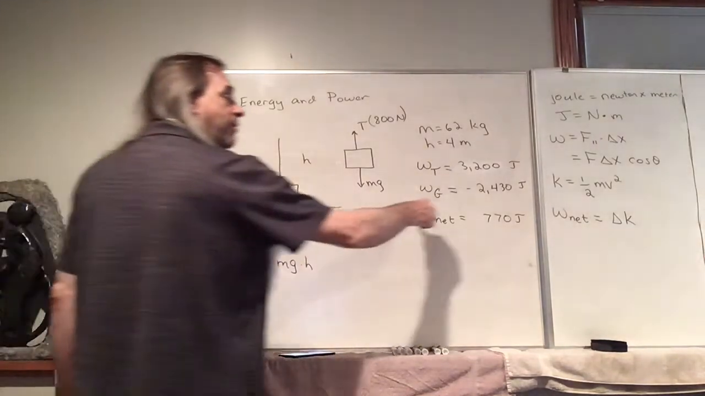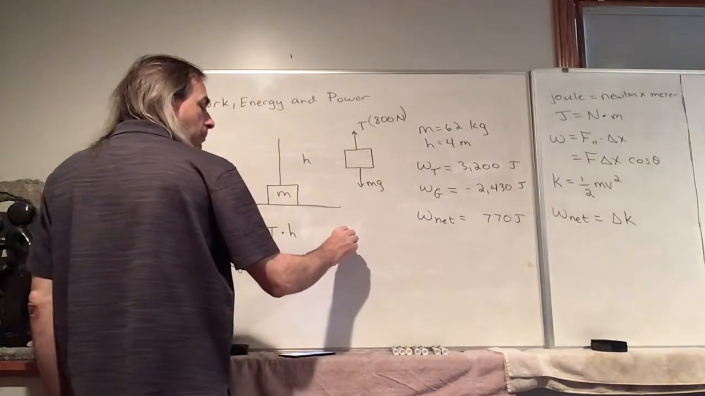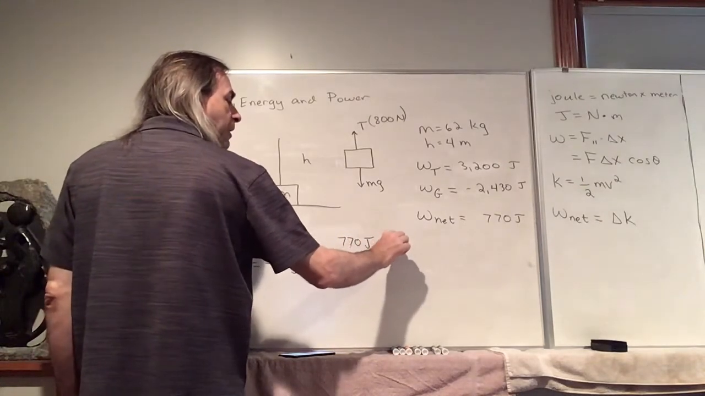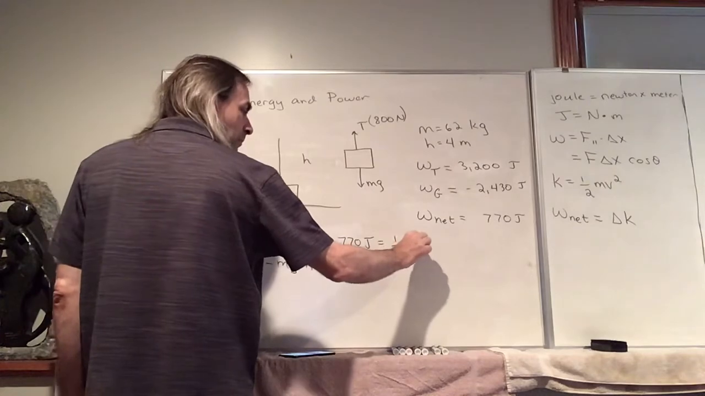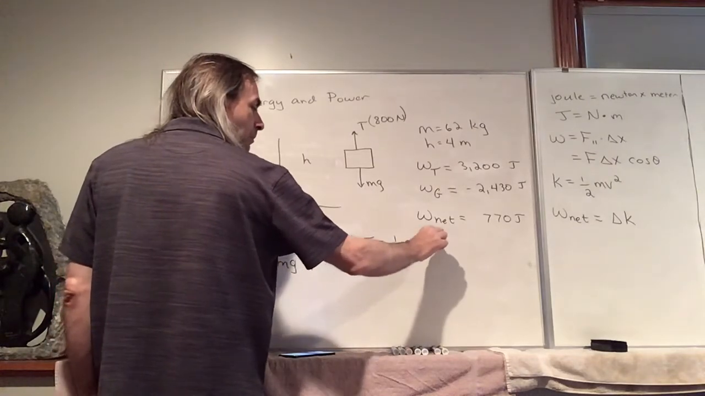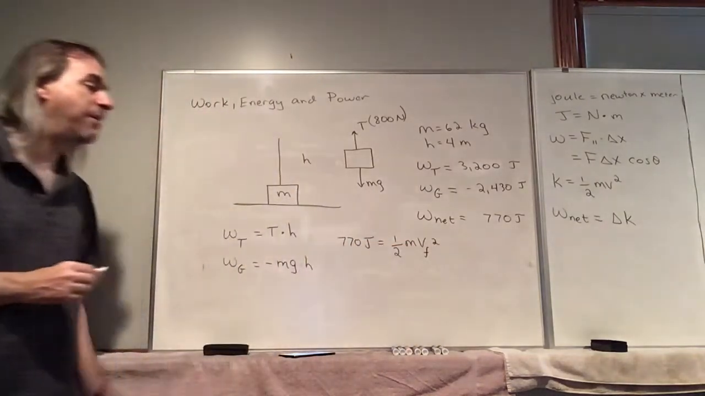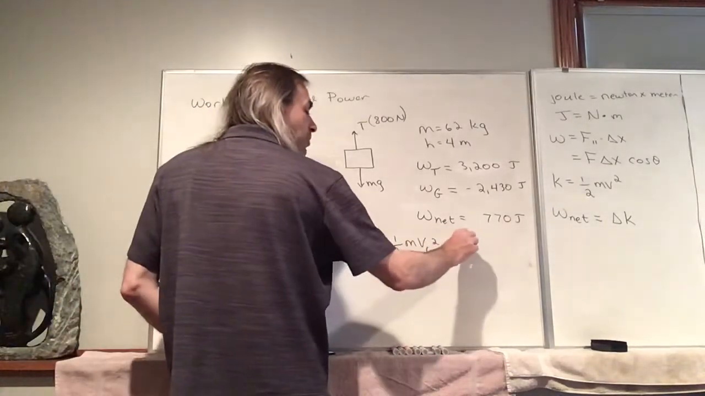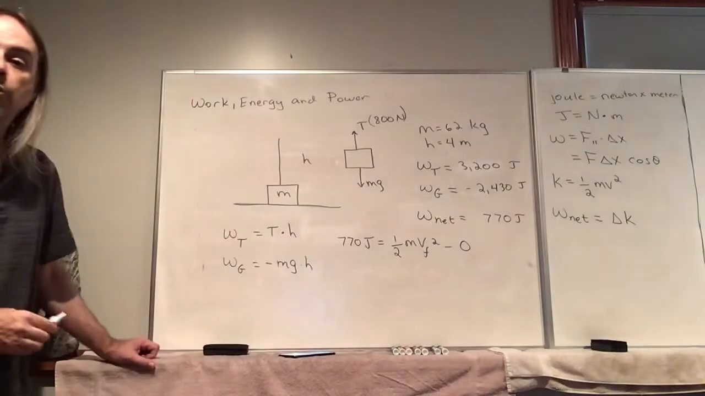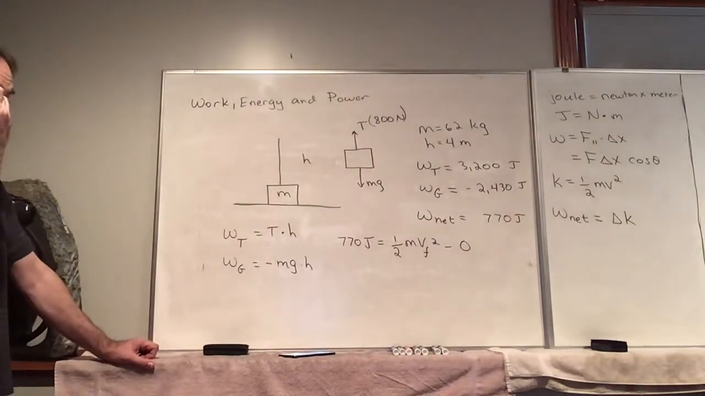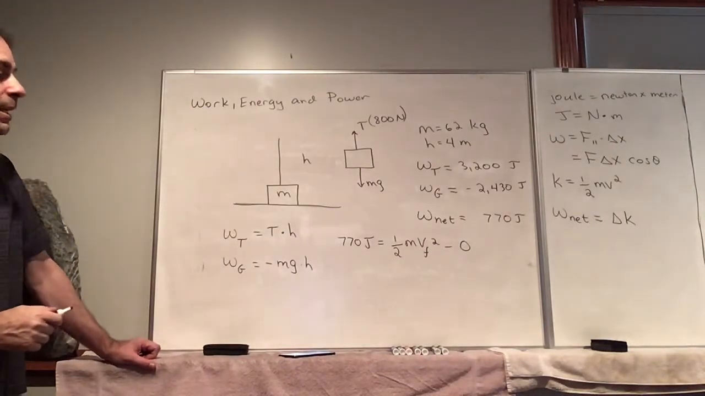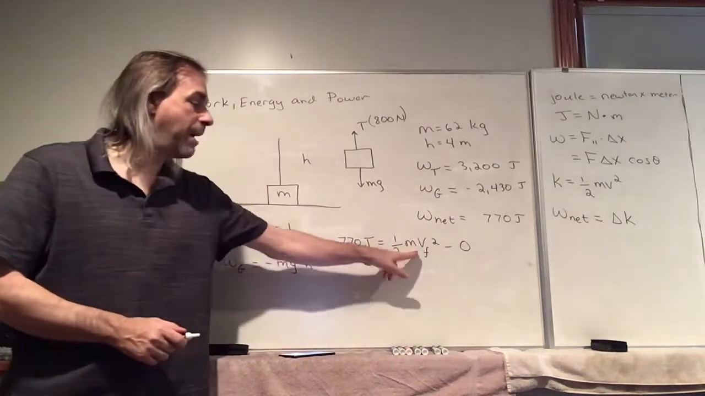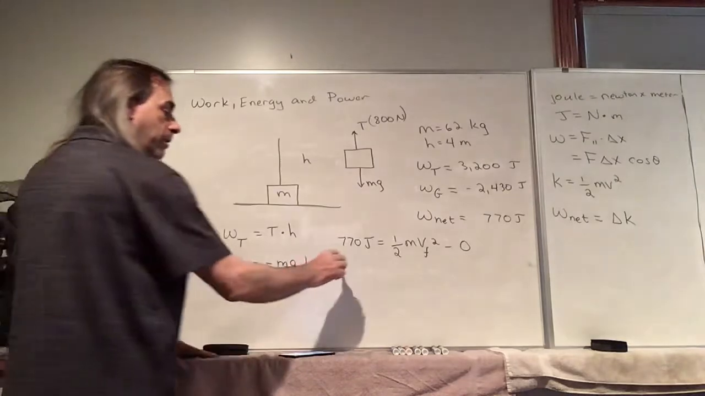Well, we know that 770 joules is equal to the change in kinetic energy. So that'd be 1/2 m v final squared minus 1/2 m v initial squared. Let's say it started out at rest. So we can calculate the final velocity by multiplying this by 2, dividing by the mass, and taking the square root.